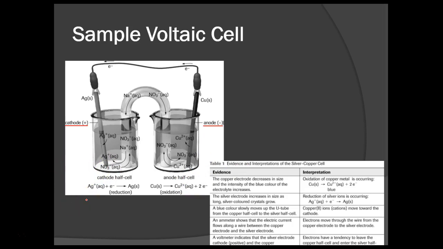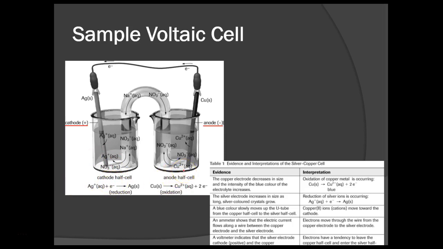We're not doing zinc and copper anymore. Be aware of that when we've switched over to silver and copper, which changes things. In this case, our copper has now become our oxidation half cell, or our anode half cell, and the silver has become the reduction half cell.